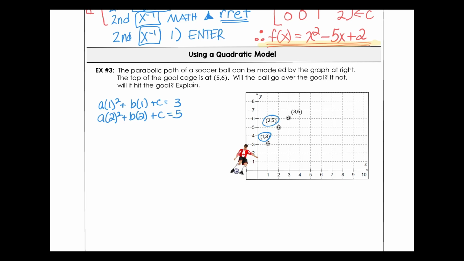That takes care of that point. And finally, A times 3 squared plus B times 3 plus C equals 6. So that's our third ordered pair.